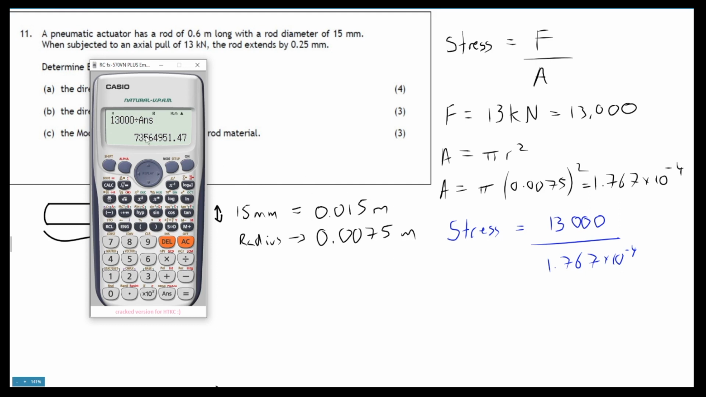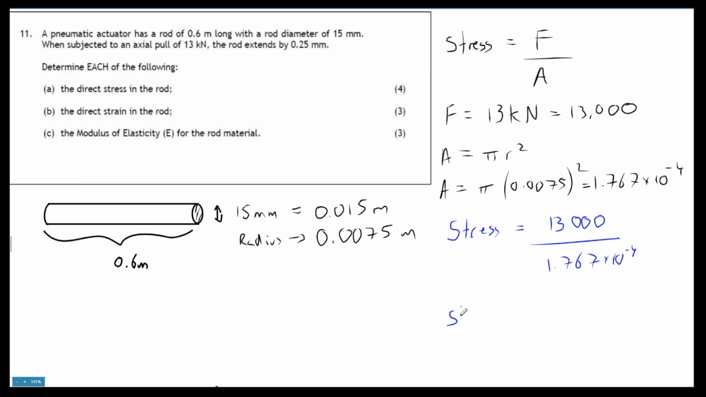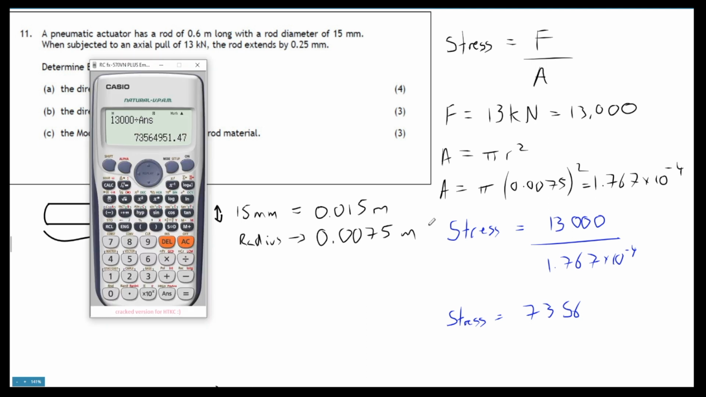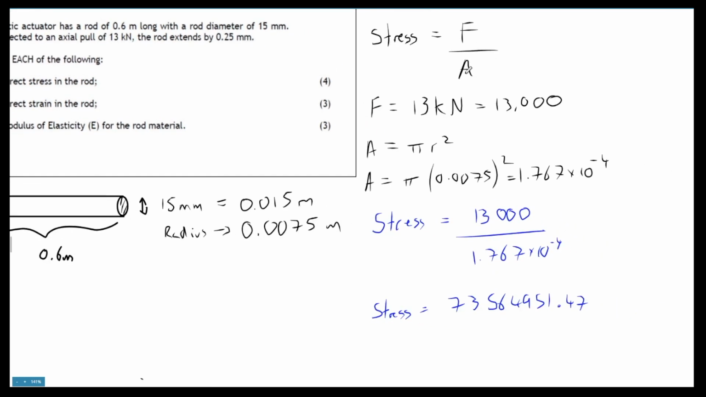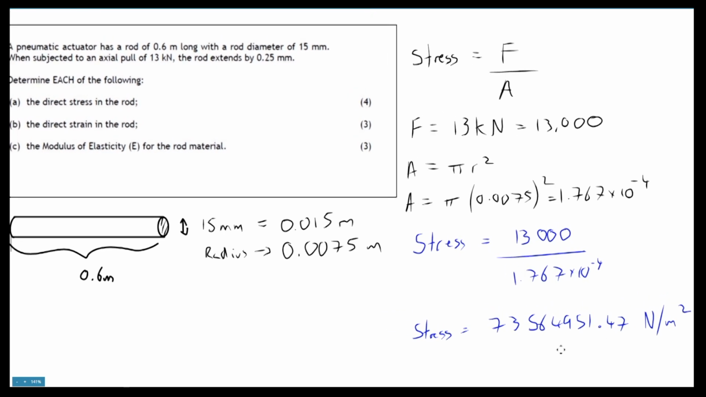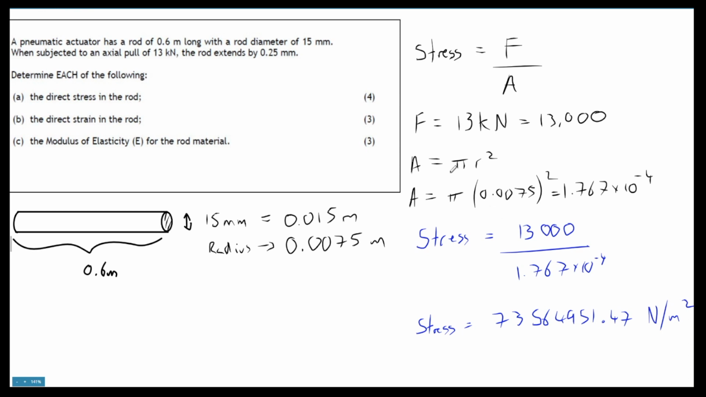Now the stress is usually like that. It's massive. 73.56, 49.51, 49.51.47. Why not put that extra few decimals in there? Stress. Now, because we are working in newtons and area, this will be in newtons per meter squared, I think. All right. Just about get all that on there. Nice. That is the first bit done, the stress.